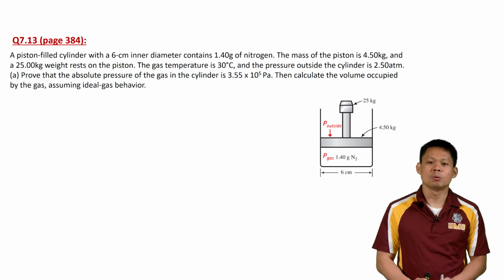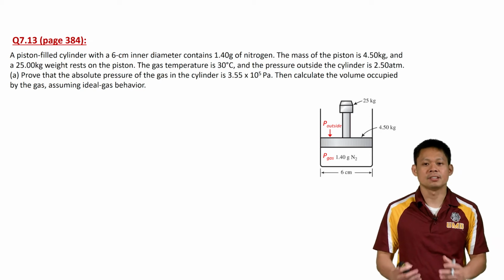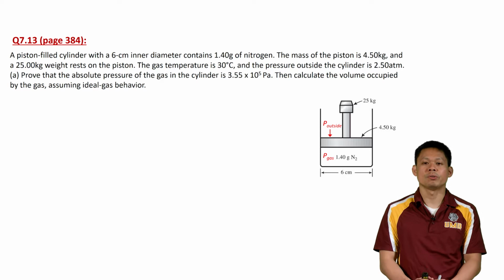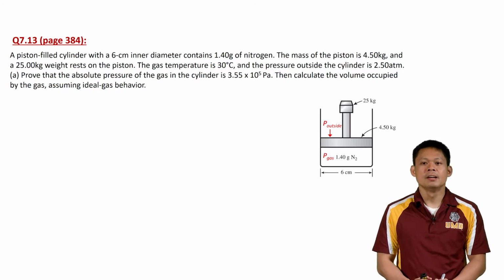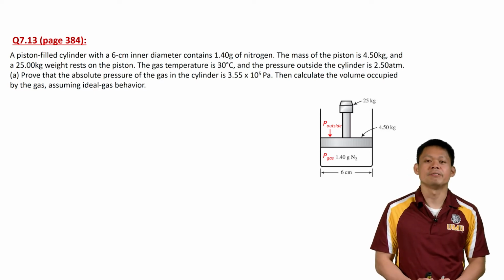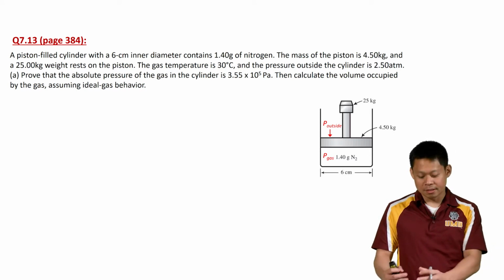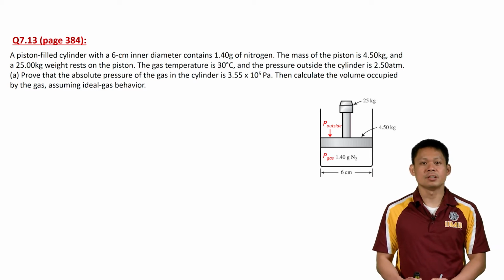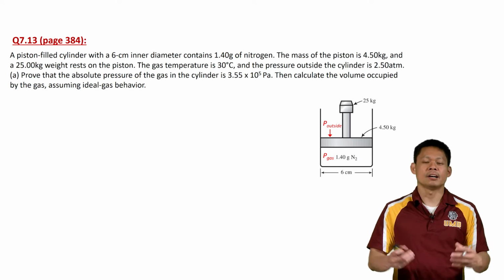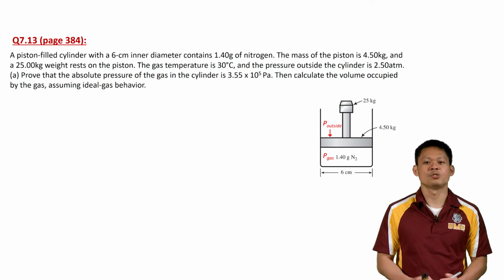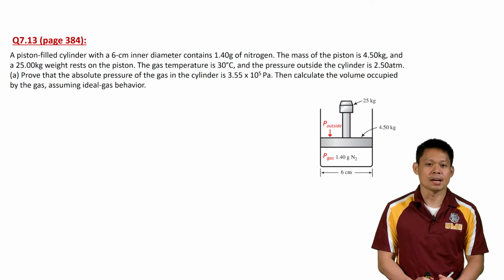So here's a visual of what's going on. We have this cylinder that is 6 centimeters in diameter. It contains 1.40 grams of nitrogen. You have this piston that weighs 4.5 kilograms, and on top of that, you add another 25 kilogram weight. What are the other things involved? Inside the gas, the nitrogen is going to exert some pressure, so I'm going to call that P gas. And on the outside, you have some outside pressure that is pushing down as well, and I'm going to call it P outside.